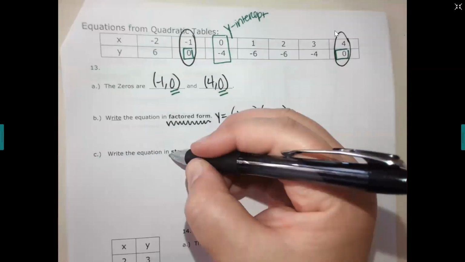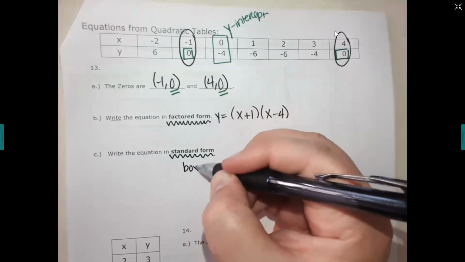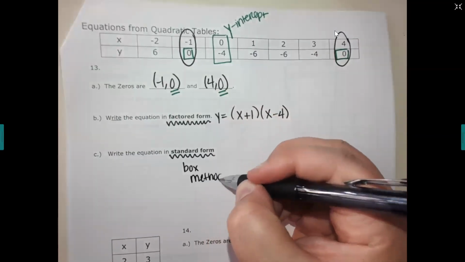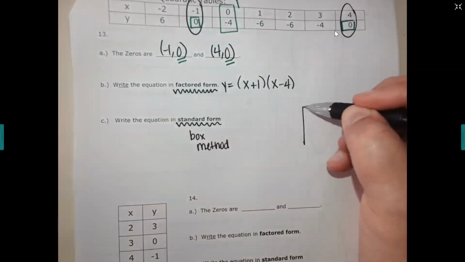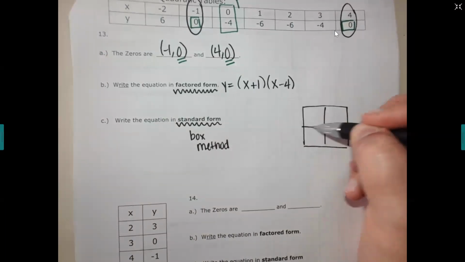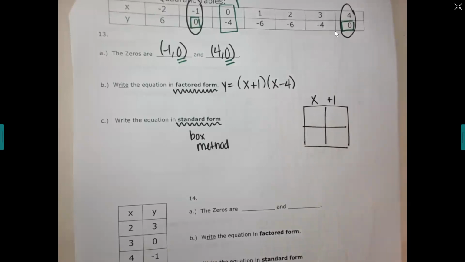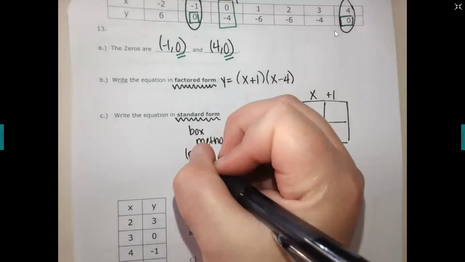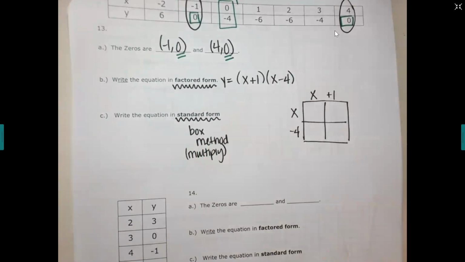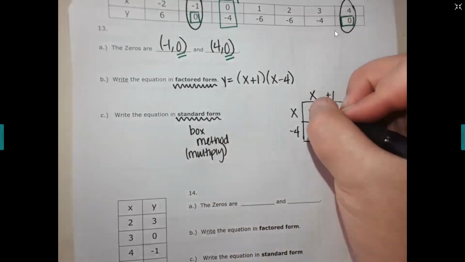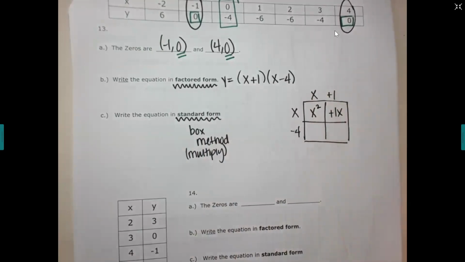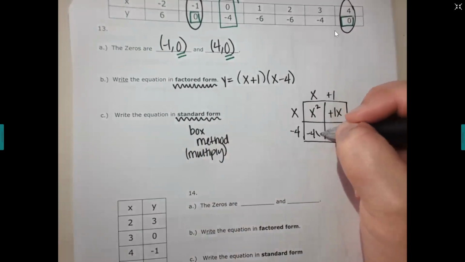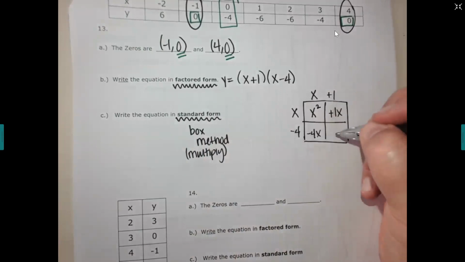And then to go from factored form to standard form, you're going to do box method. So I'm going to set up my box down here. I have an x plus 1 across the top. I have an x minus 4 down the side. Remember, box method means multiply. So x times x is x squared. X times 1 is 1x. -4 times x is -4x. And then -4 times 1 gives me -4.